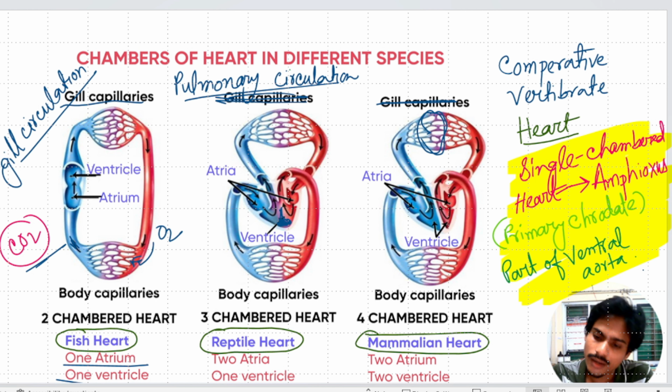Now we are going to the fourth chamber, that is the mammalian heart, with two atria and two ventricles.